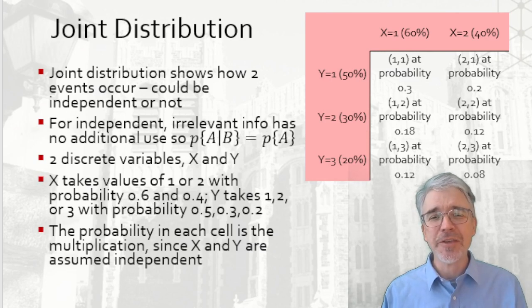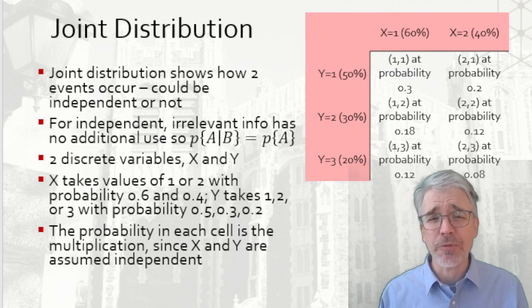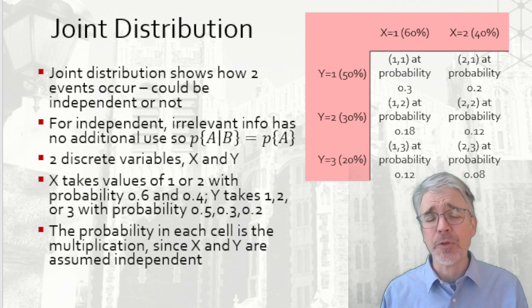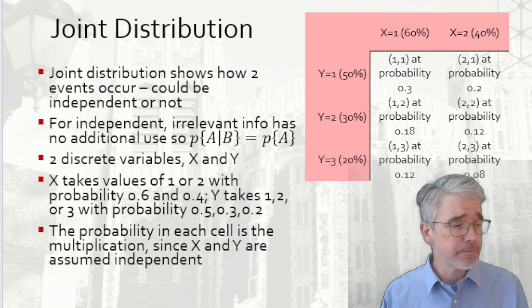So here, X takes the value 1 with 60% probability, and X takes the value 2 with 40% probability. Y takes the value of 1, 2, or 3 with probabilities 50%, 30%, 20%. Assuming independence, probability of each of those particular cells is the multiplication. Probability of getting, say, X equals 2, Y equals 3 is going to be 8%, because that's 40% times 20%.